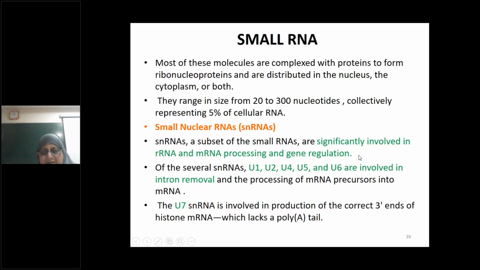Of the several small nuclear RNAs, some of them are important. Like U1, 2, 4, 5, and 6, they are involved in the removal of the introns and the processing of the messenger RNA precursors into the mRNA. While the U7 small nuclear RNA is involved in the production of the 3' ends of the histone messenger RNA, since that messenger RNA does not get a poly A tail.